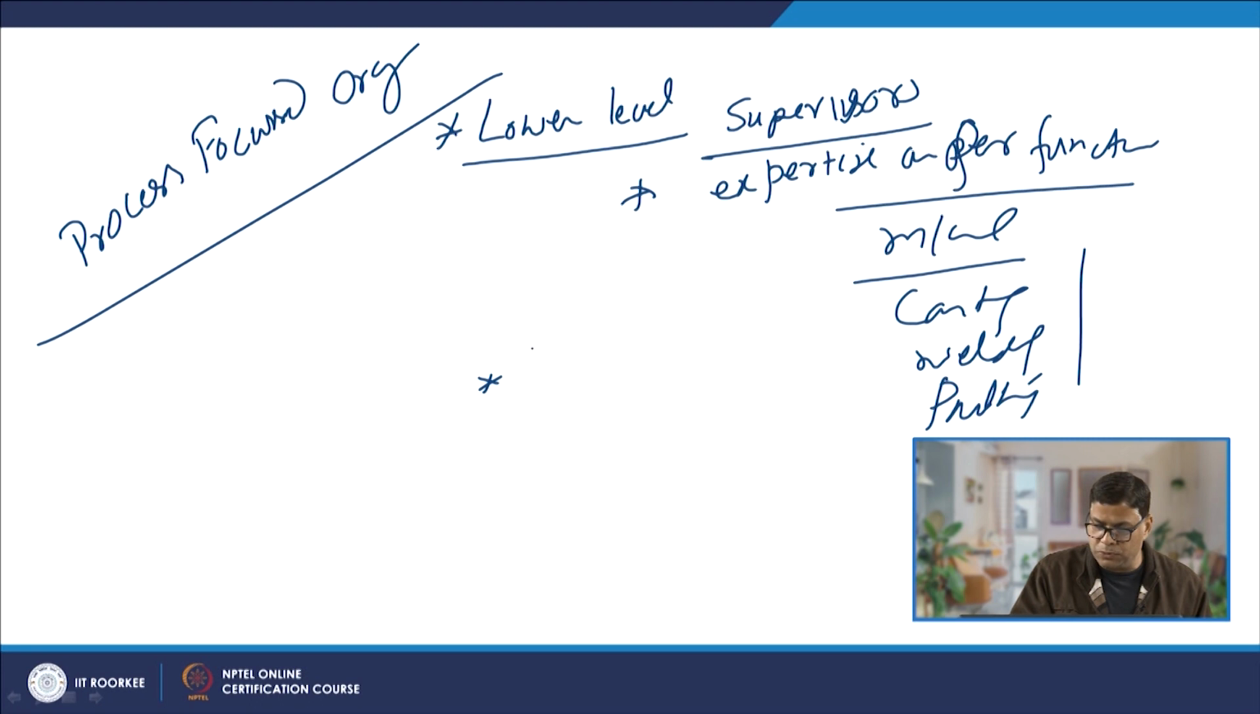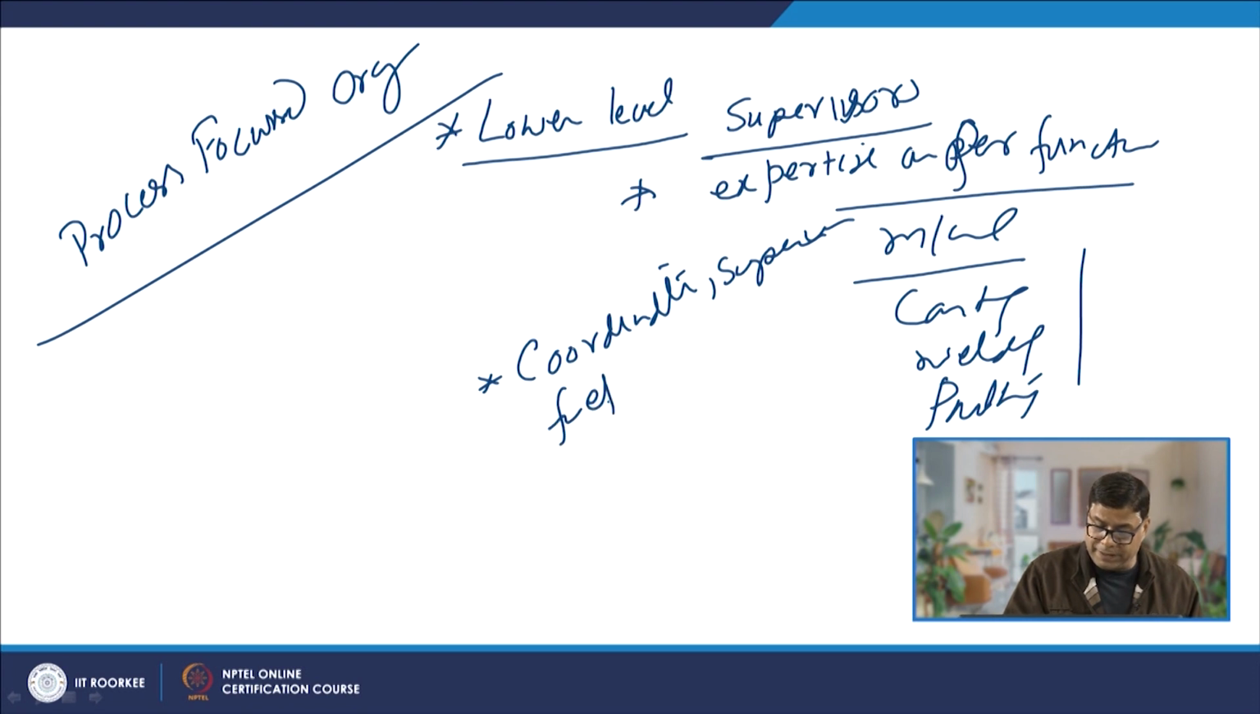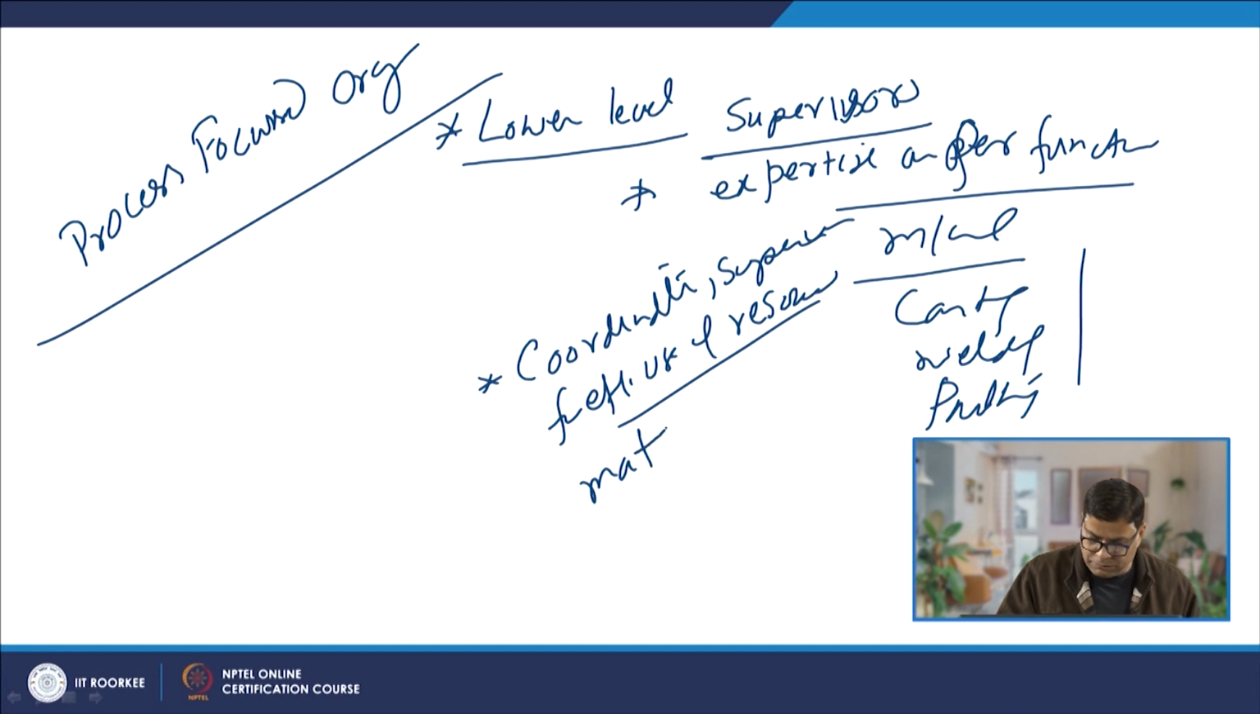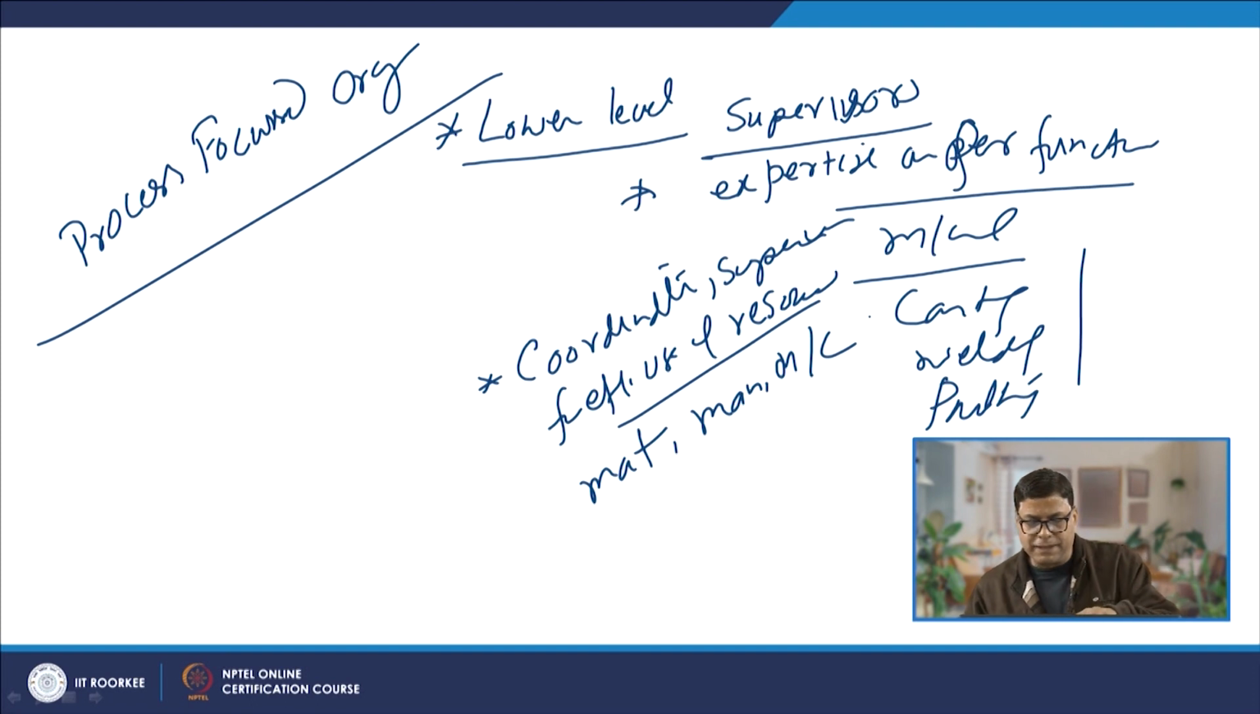they are expected to do is to coordinate and supervise for effective use of resources. Supervisors will be coordinating the efforts of staff and workers for effective use of resources in terms of the material, man and machines, so that we can give the output as per the targets of the organization.